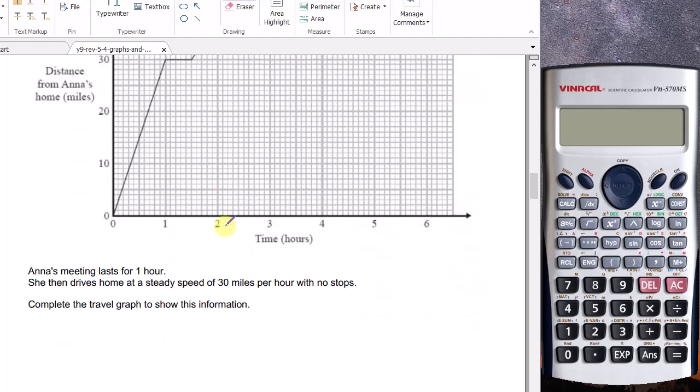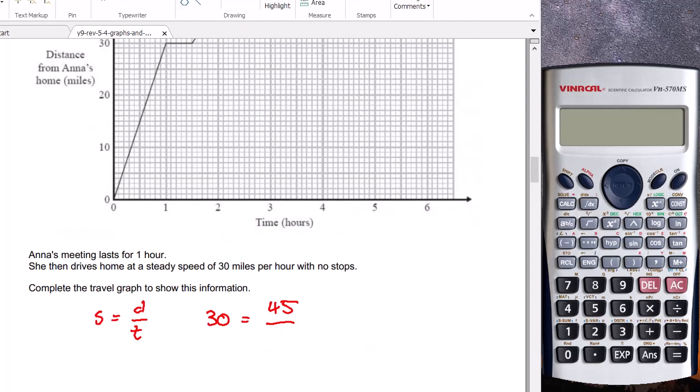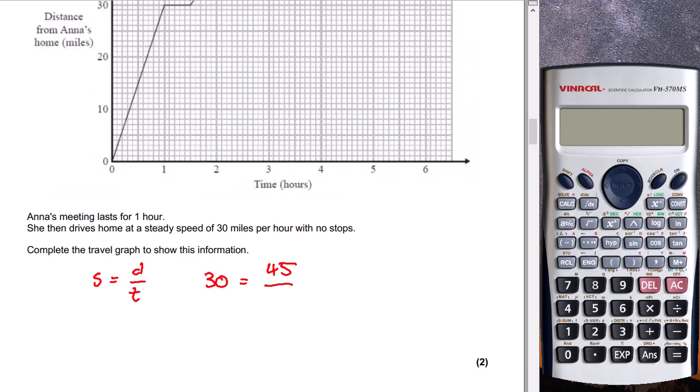She's got 45 miles. So if we remember, speed is distance over time. We know she's doing 30 miles per hour. She has 45 miles to go. What time is it? So 45 miles, 1 mile per hour is 1 hour. So what time is it?